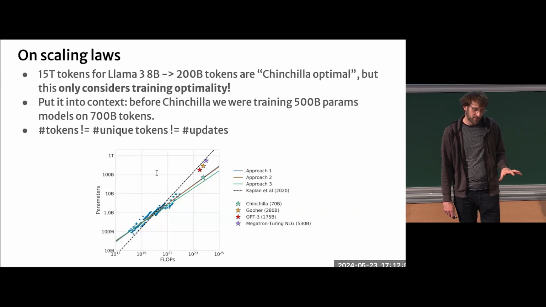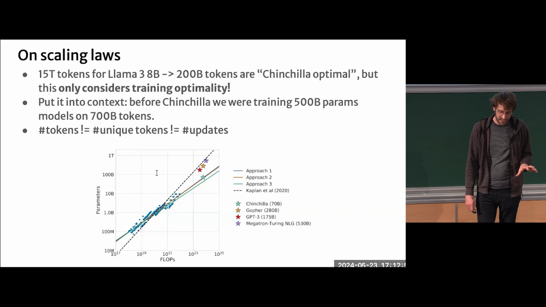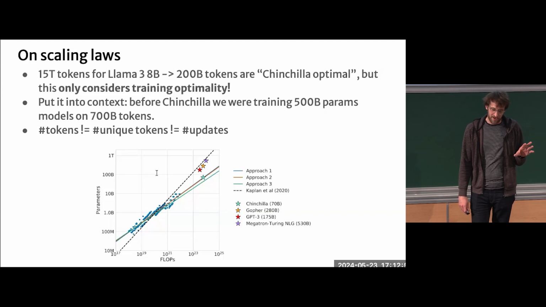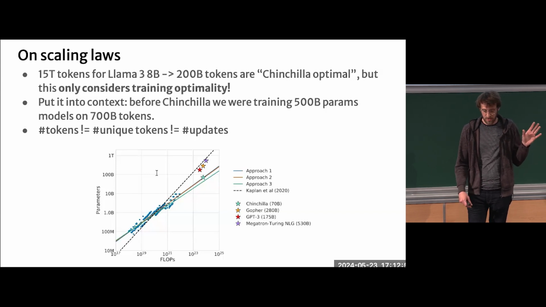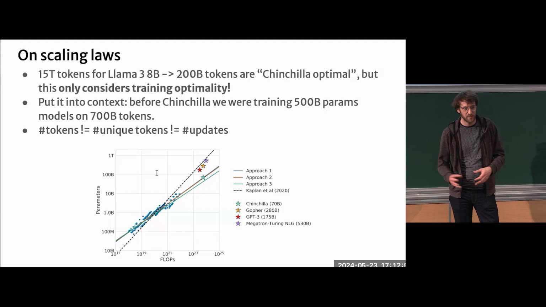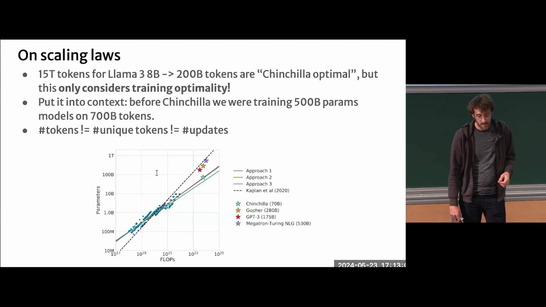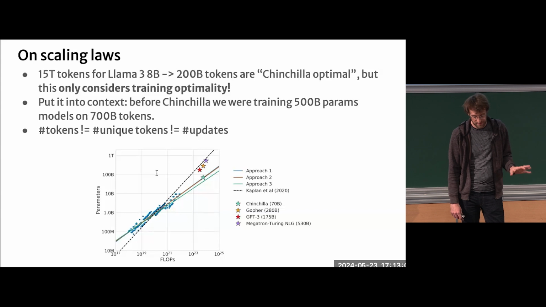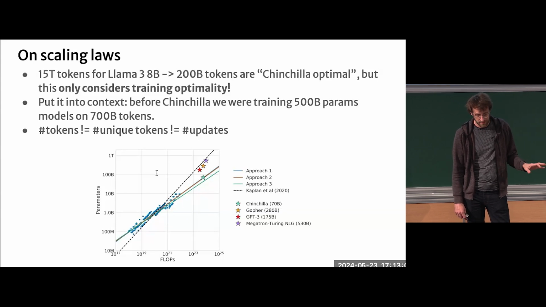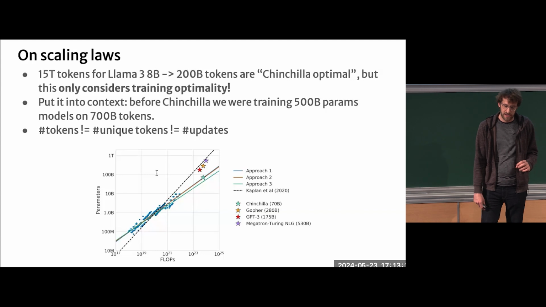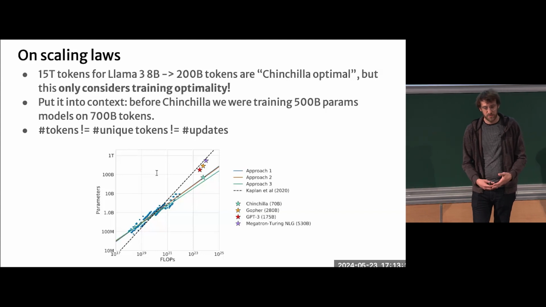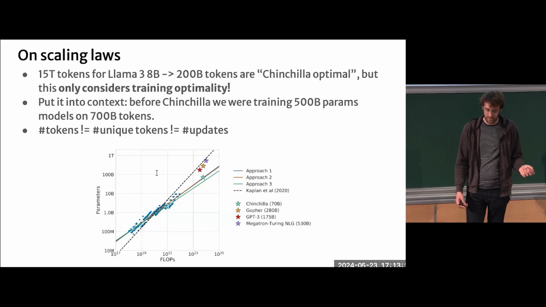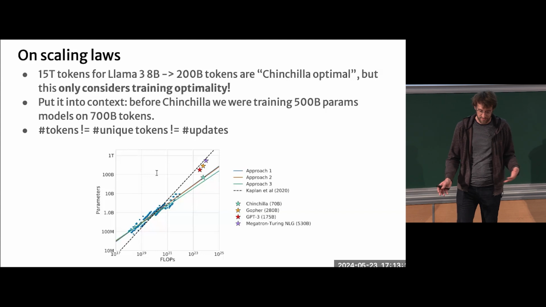Okay, and the last thing I want to say about scaling laws and Chinchilla is that very often in communications, in papers, and in scaling laws actually, we conflate tokens with unique tokens. And this is not exactly the same thing. We also often conflate tokens and updates. And those models are trained with different batch sizes, and unique tokens are not the same thing as tokens.